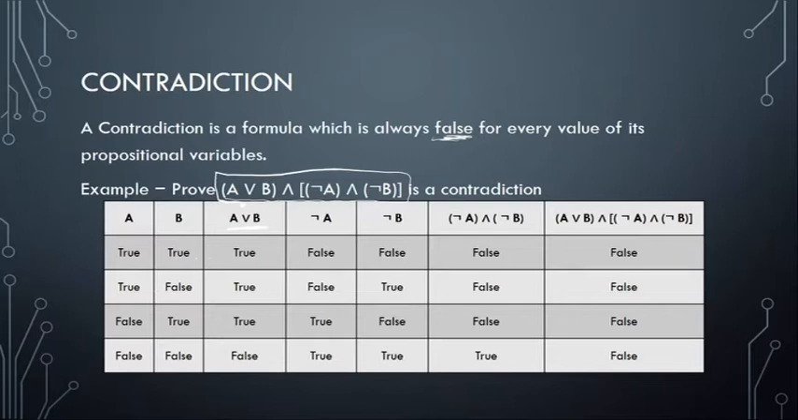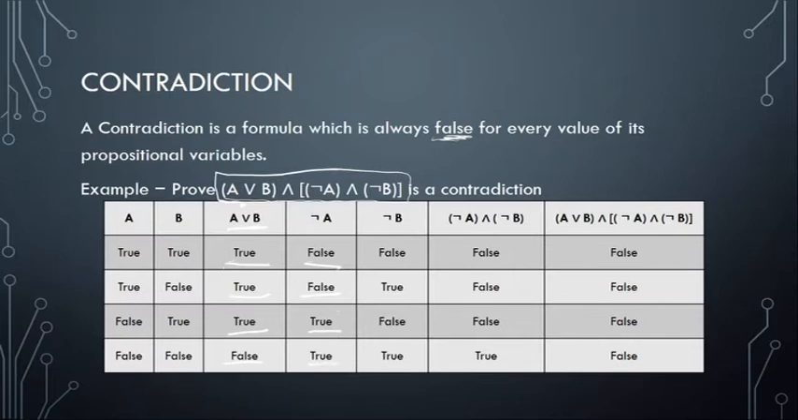So A or B: true, true, true, true, false, true, false, true, true, then false, false, false. Then not A. So not A is just the opposite value of the variable. Since A is true, not A is false. So true, not A is false. Or false, not A, or not false is true. Then again, false, not false is true. So that's for not A.